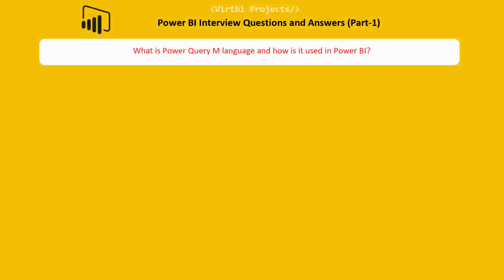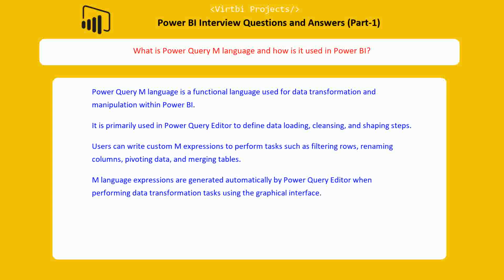What is Power Query M language and how is it used in Power BI? Power Query M language is a functional language used for data transformation and manipulation within Power BI. It is primarily used in Power Query Editor to define data loading, cleansing, and shaping steps. Users can write custom M expressions to perform tasks such as filtering rows, renaming columns, pivoting data, and merging tables. M language expressions are generated automatically by Power Query Editor when performing data transformation tasks using the graphical interface.